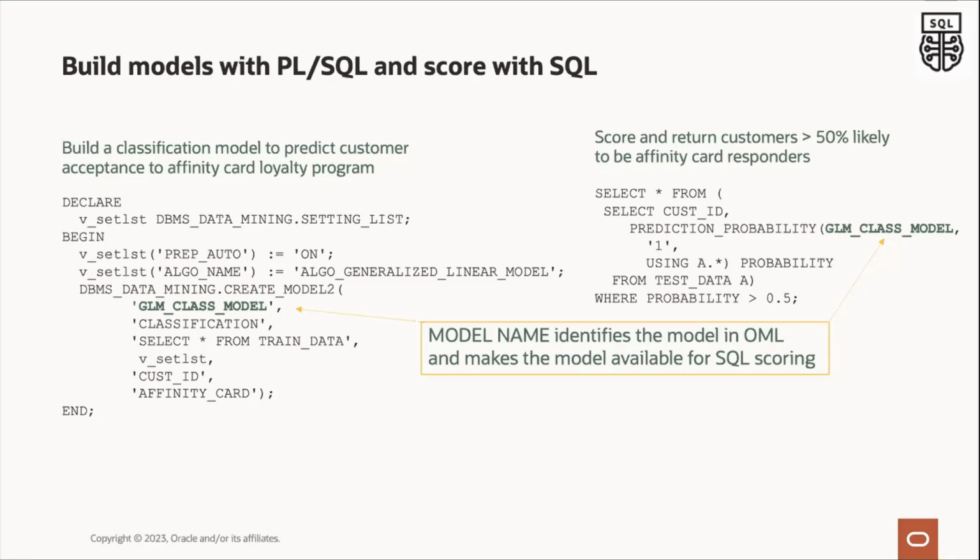We have an example here on the left. We have our classification model being created to predict customer acceptance of this affinity card program. And after we run this code on the left and create the model, right away, we can do scoring with it here.